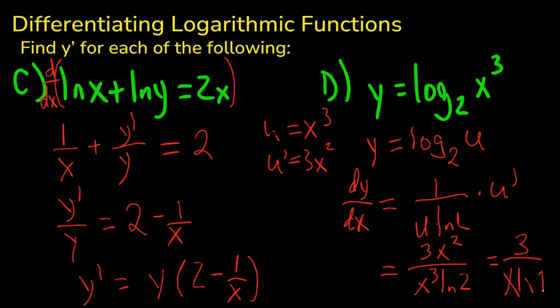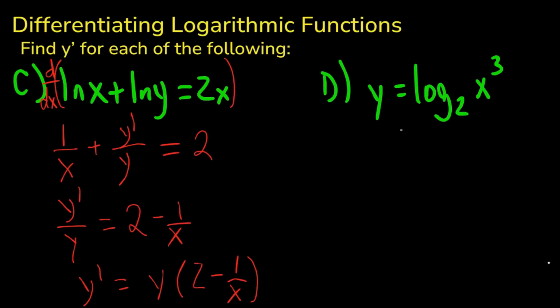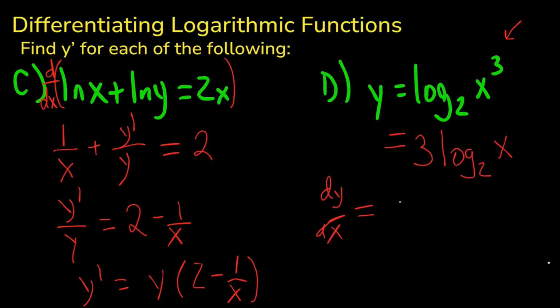The second way to do this is first apply the power property to the logs. Since the exponent of 3 is on the x, we can bring it in front, 3 log base 2 of x. And then taking the derivative, we would have 3 times 1 over x natural log 2. It's the same thing. You get 3 over x natural log 2 like we did before.